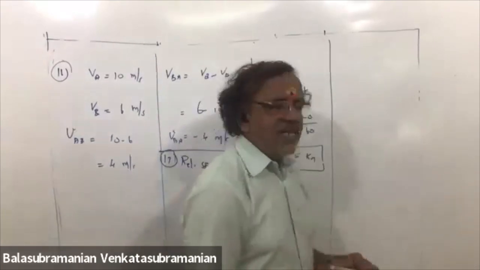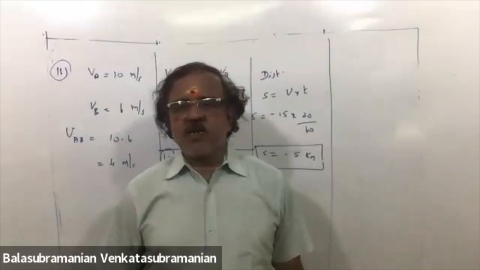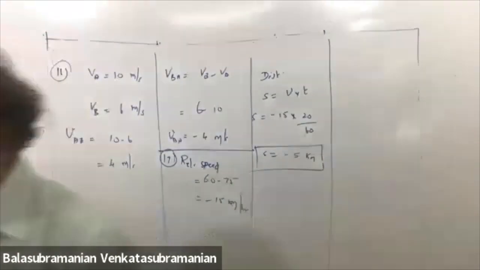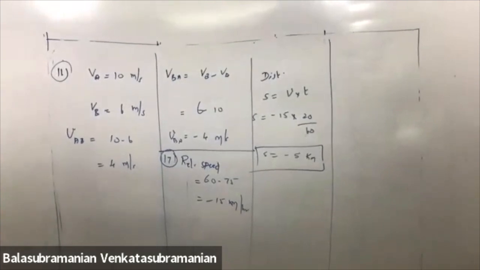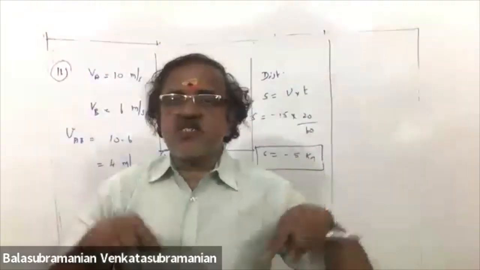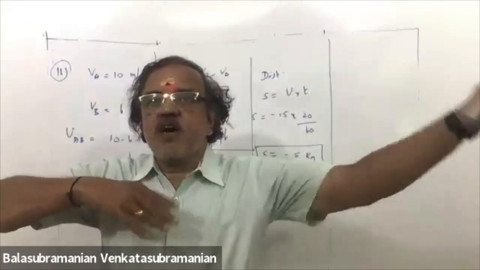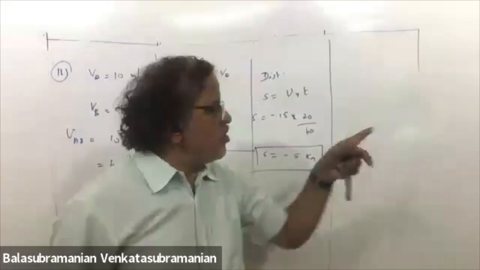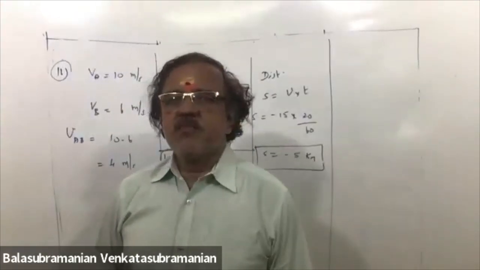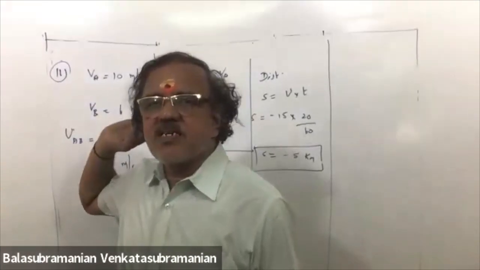Sir, how will minus kilometer come? The person is not moving in the opposite direction. Why is it coming minus? When you see the problem, what is the position of car A with respect to car B? After this 20 minutes time, car A is ahead and car B is here. The distance between the two is minus 5 kilometers, because with respect to car A you are traveling, car B is lagging behind. So minus.